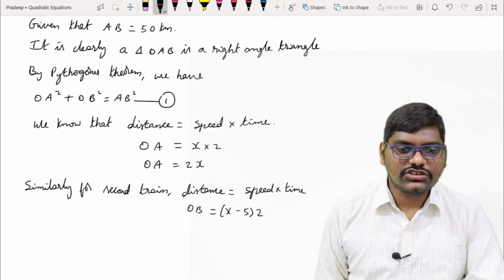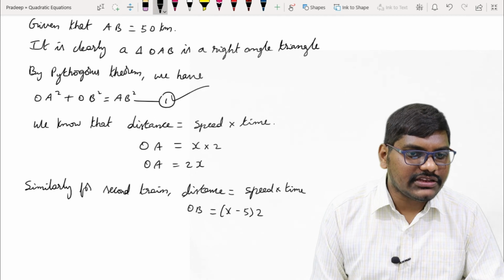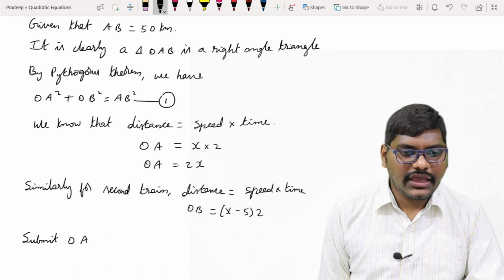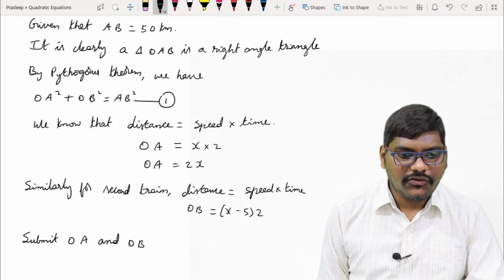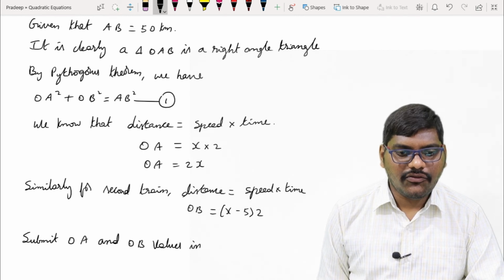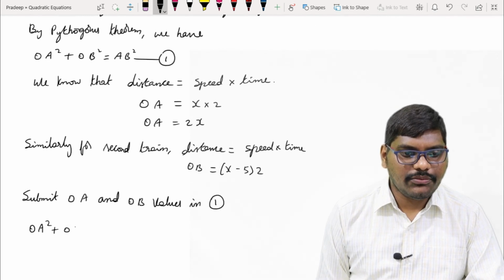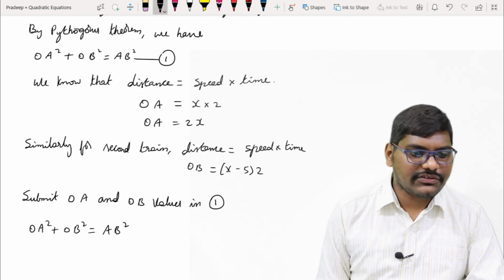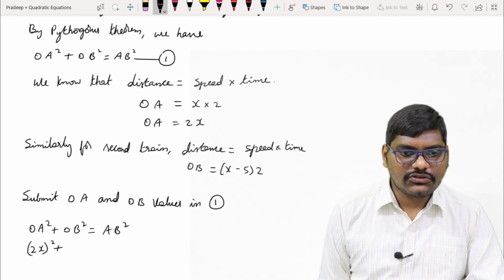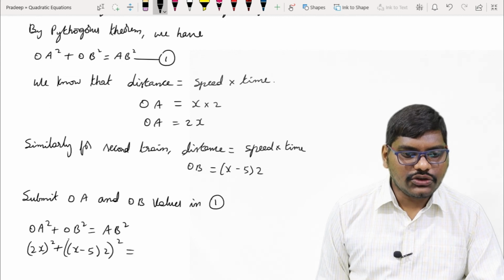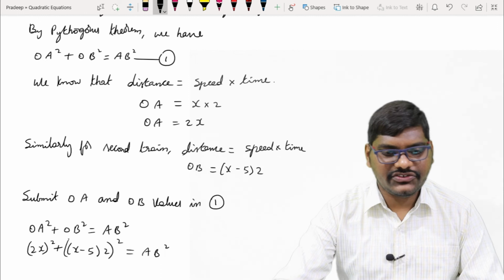And OA we got 2x. So both of these things, OA and OB, we can substitute in the Pythagoras theorem. So we'll substitute the OA and OB values in 1. Okay, so let's do that. OA square plus OB square equal to AB square. OA is 2x, so I can write 2x whole square plus OB, which we got as x minus 5 into 2, whole square, equal to AB square. Now we'll try to solve further.